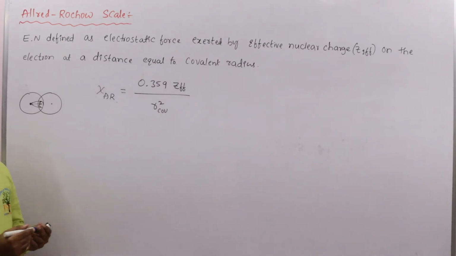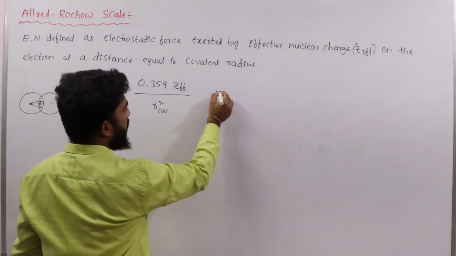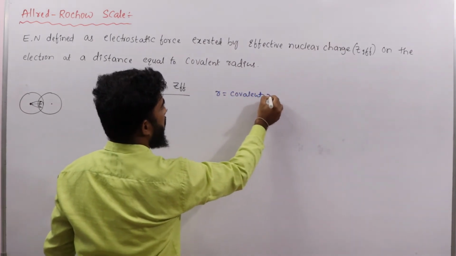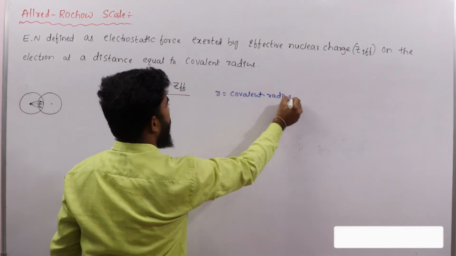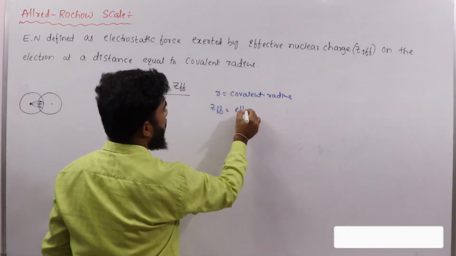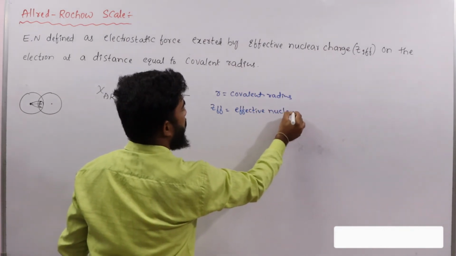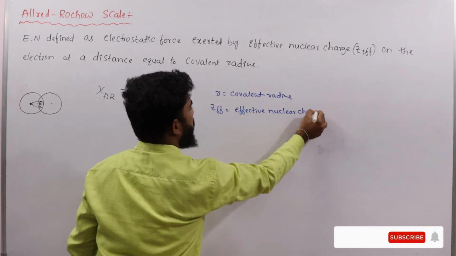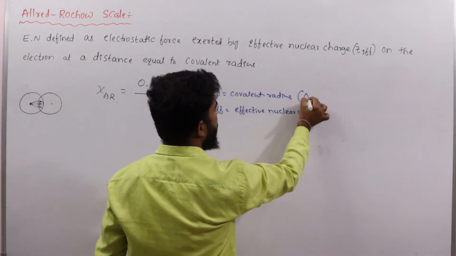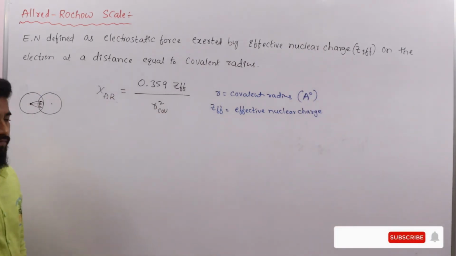Next, remember R equals covalent radius and Z effective equals effective nuclear charge. Here, remember, this covalent radius should be in angstroms.